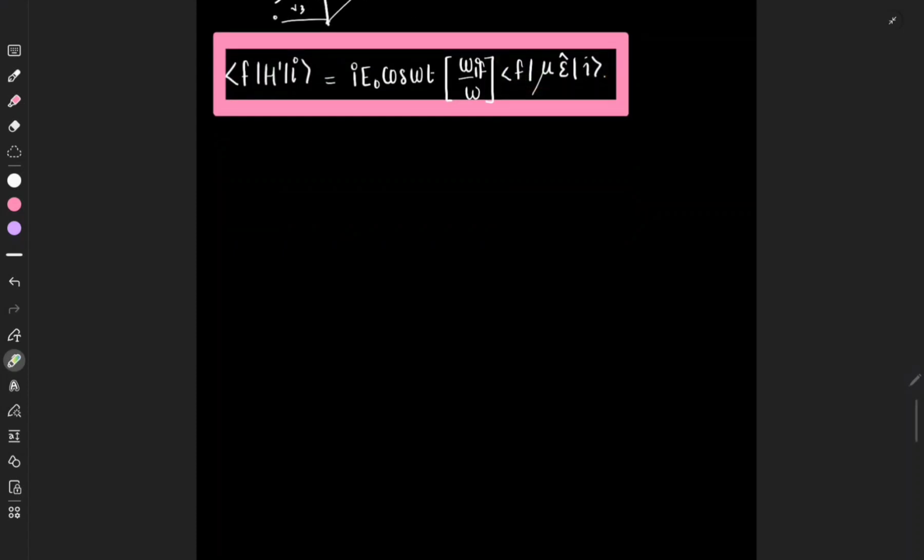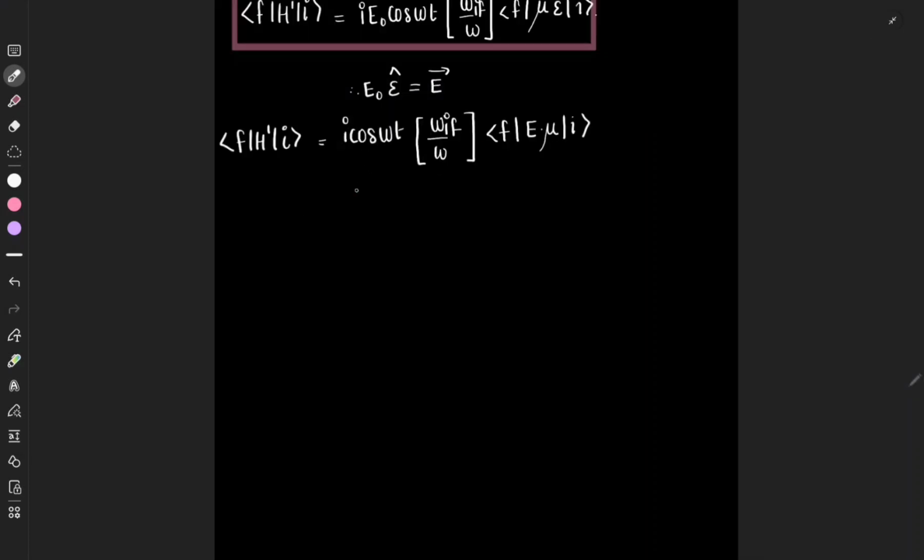So you can write this as, oh yeah, but before that I can do something else. What I can do here is that E naught and epsilon cap is nothing but E. So I can write it as E naught epsilon cap is equal to E. So I can rewrite this equation to be like this. So this becomes like this.